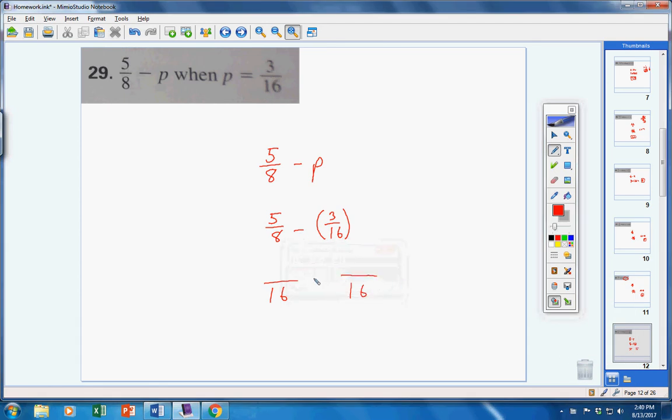Bring down your minus sign. 8 goes into 16 2 times. 2 times 5 is 10. Or in other words, I just multiply the top and the bottom by 2. 5/8 is the same thing as 10/16. Now bring down your 3/16. So 10/16 minus 3/16 is 7/16. And there we go, that's your answer.